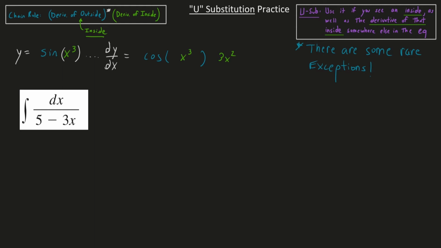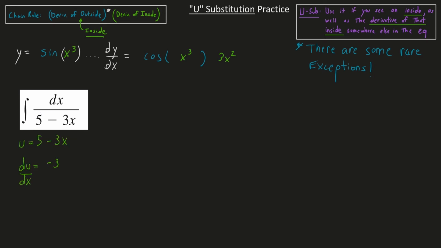Alright, so I see this one. I'm looking for something to make my u. That looks promising. So the derivative of this would just be negative 3. But of course I don't see a negative 3 here. Well, that's okay. The derivative is negative 3. It's just a constant. And I know I can divide that and get it to the other side of my derivative equation to get dx by itself. Let me show you what I mean.